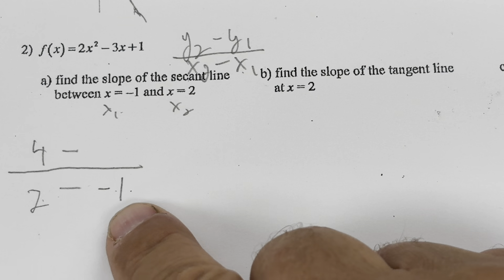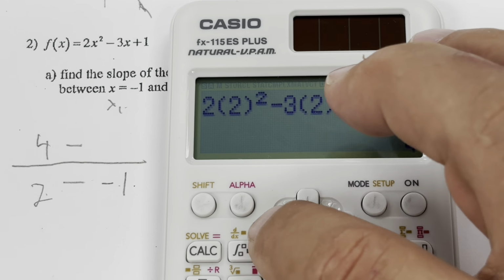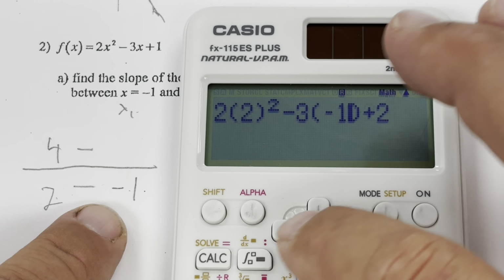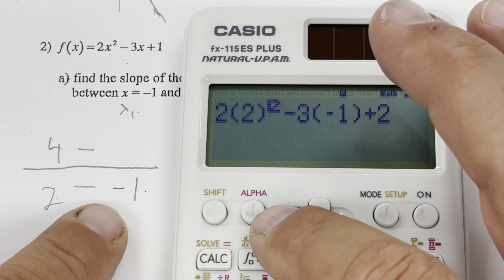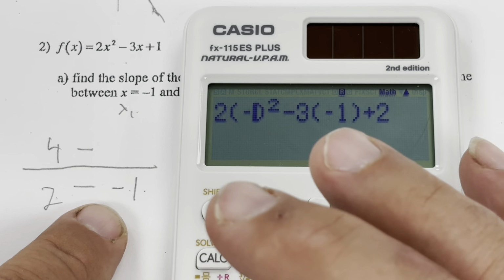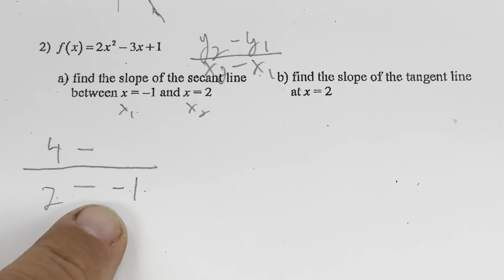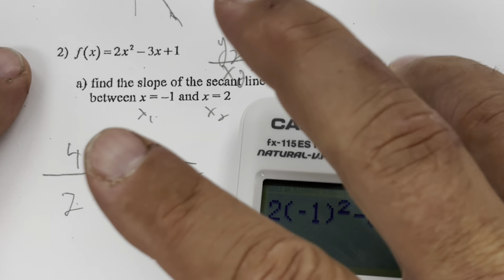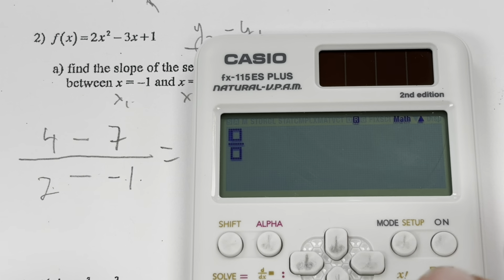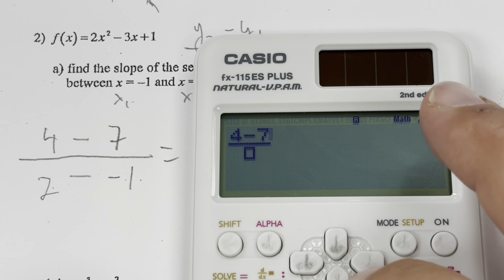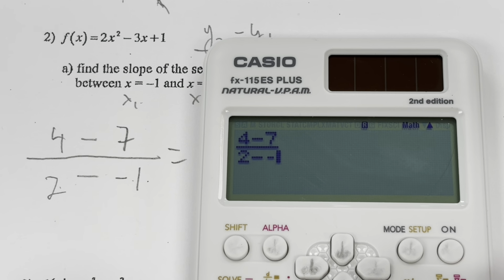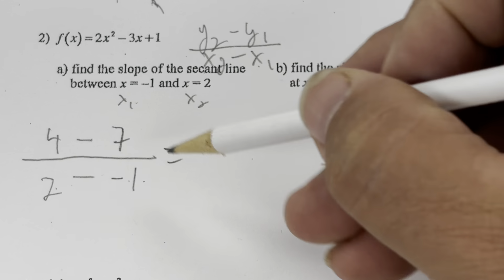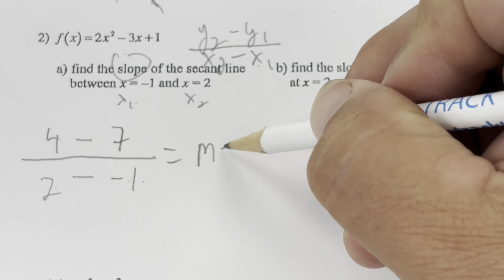Now I want to plug in a -1. So you could retype it in or just back arrow and delete that 2 there and replace it with a -1. Don't forget we have to back arrow over to the other value, replace that with a -1. And that's going to give us a 7. So if you're afraid of your arithmetic, you could type this whole thing into the calculator, hit the fraction bar, 4 minus 7, down arrow, 2 minus -1, and the slope is going to be -1 between those. So the slope of the secant line is going to equal -1.